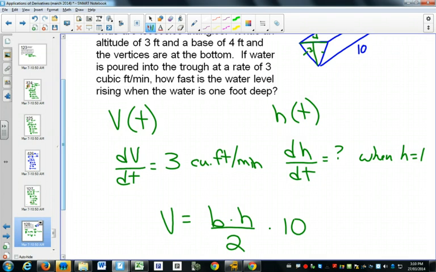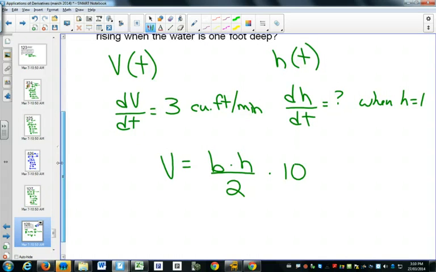We know the base of the thing is 4, but that's when it's full. We have to figure out how the base and the height are related all the way through so that we can have an equation here that only has one variable. This is the thinking part. How are we going to do that? Why can't we put 4 in there?